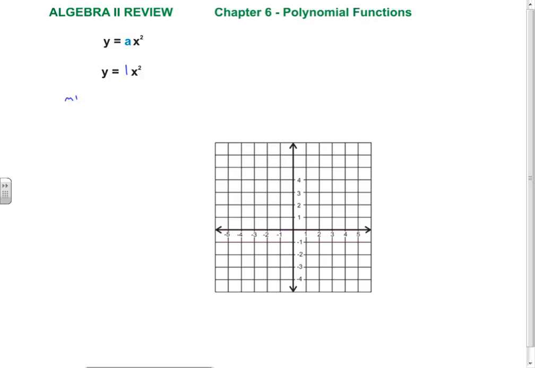So this is a min, right? Positive a is a min. Negative a is a max. What are the coordinates of our min point? And they are (0, 0). And you have to remember that on this kind.